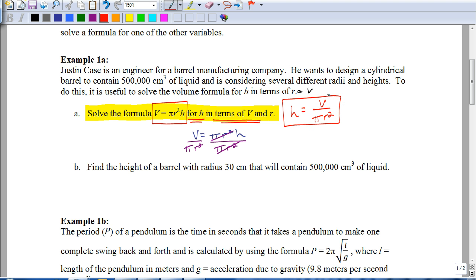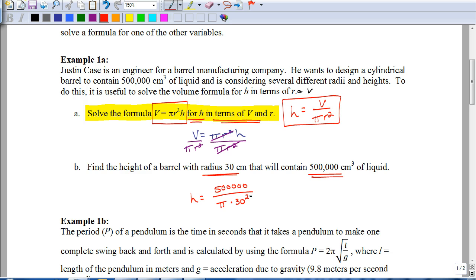And the people that worked for Red Bull, this would have been the same formula they would have used. They would have put 12 ounces in here, and they would put different radiuses to figure out the height of the Red Bull can. And actually that's what we're going to do in part B here, except we're dealing with these barrels. We want to figure out what the height of a barrel would be with a radius of 30 centimeters that would be containing 500,000 cubic centimeters of liquid. So the height would equal 500,000 divided by pi times 30 squared.